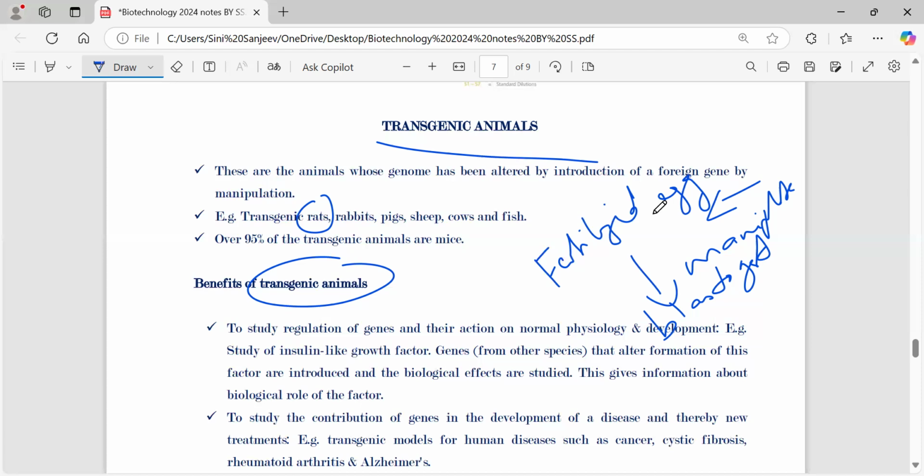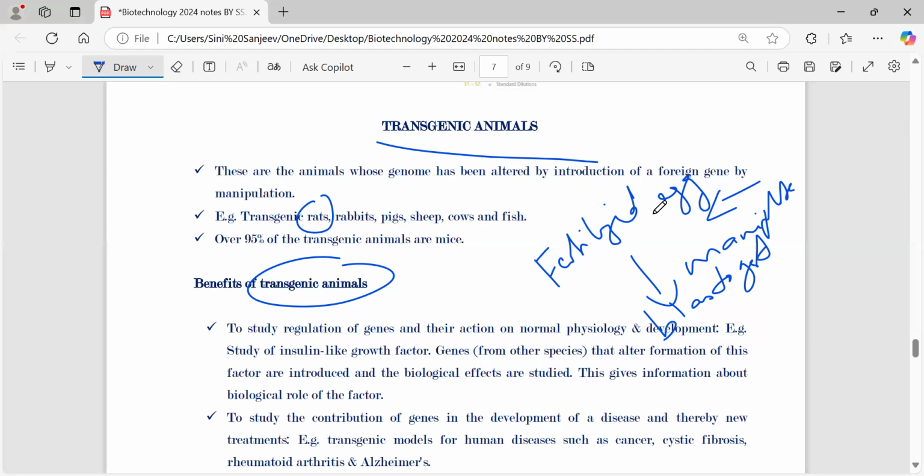Usually conducting human trials needs very strict laws if you want to conduct a human study. So before testing or administering any new vaccine in humans, it is very necessary to check it on transgenic animals such as mice, rabbits, pigs, or whatever.